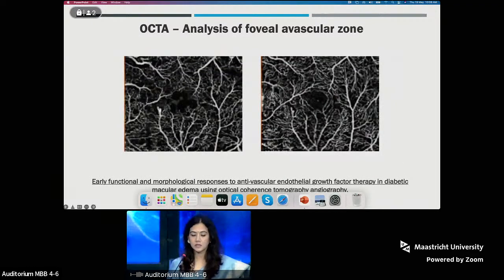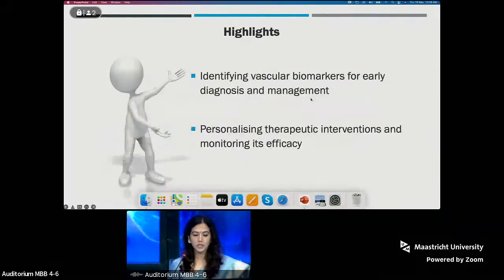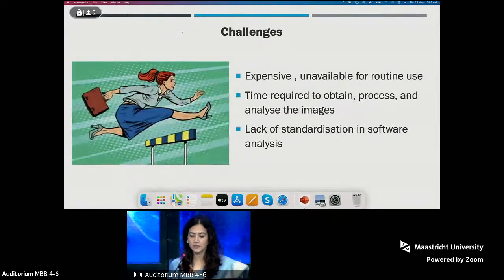We also looked at certain patients, diabetic macular edema patients, in whom we gave treatment. This is an evaluation of the scan before the treatment was given. You can see these cysts. And then post-treatment, you can see the cysts have resolved. So it helps us analyze the central foveal avascular zone. So it helps us identify vascular biomarkers for early diagnosis and management and personalized therapeutic interventions by monitoring efficacy.